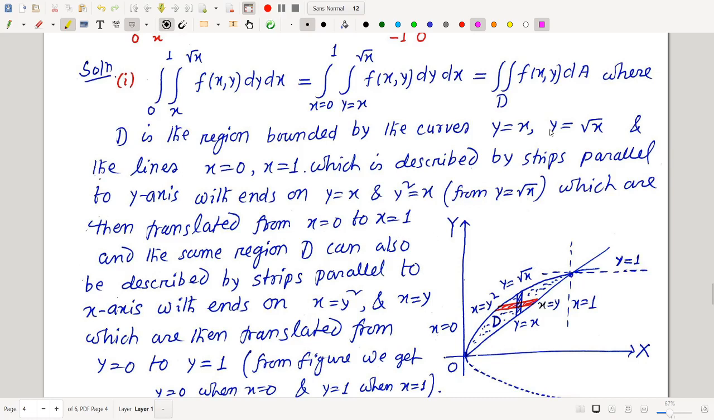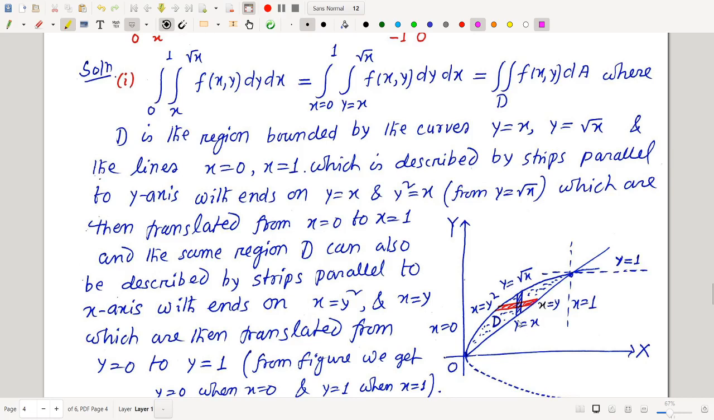So as given in the question, first we have to integrate with respect to y, which means we have to integrate along a vertical strip first. The region D is described by strips parallel to the y axis with ends on y equal to x and y square equal to x. Why y square equal to x? Actually, from y equal to root x we get the curve y square equal to x. So y equal to x to y equal to root x.